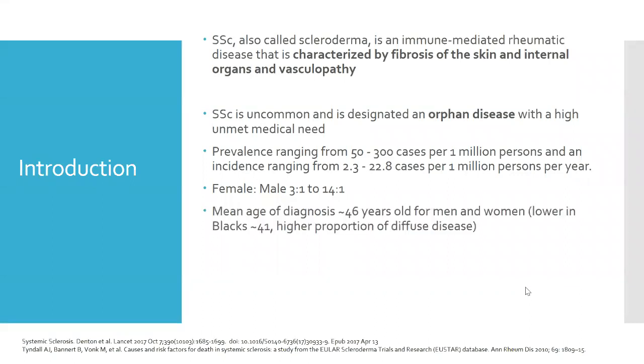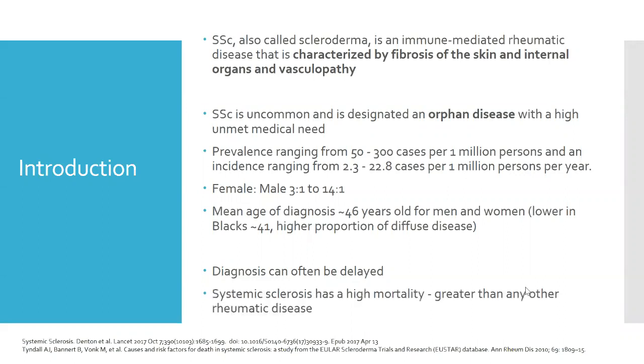As with other autoimmune diseases, there's a female predominance, and the female to male ratio can be anywhere between 3 to 1 to 14 to 1, depending on what epidemiological studies you're looking at. The mean age of diagnosis is in the 40s for men and women. African Americans have an earlier mean age of diagnosis. As we all know, we must have seen patients in clinic who have had the disease for a few years, but they come in a lot of times with interstitial lung disease being the first manifestation, and hence diagnosis is often delayed.